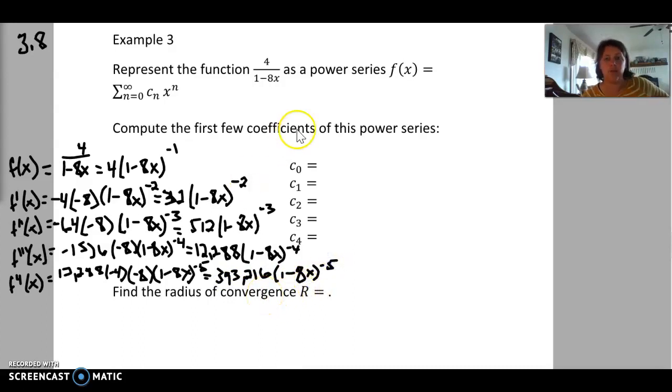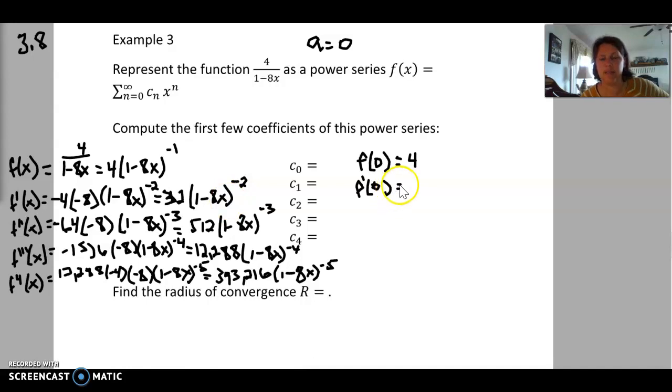So now we want to use a equals 0. They don't give us an a value here. We're going to use a equals 0 and plug 0 in for each one of these. So we're going to have f of 0 for our first one. If we plug 0 in here, we'll have 1 minus 8 times 0, which is 1. 1 to the negative 1 power is still just 1. So we'll have 4. So f prime of 0 is going to equal 32.